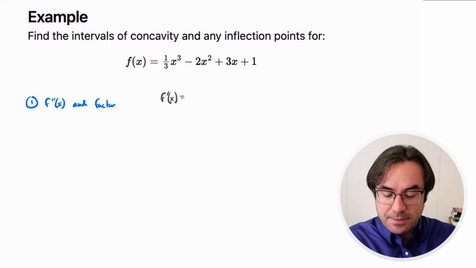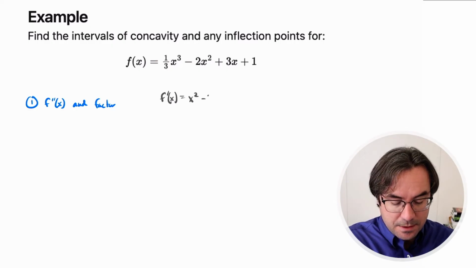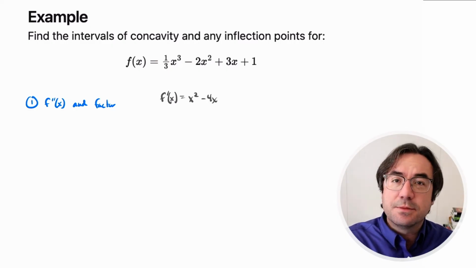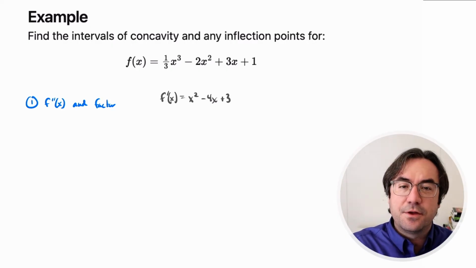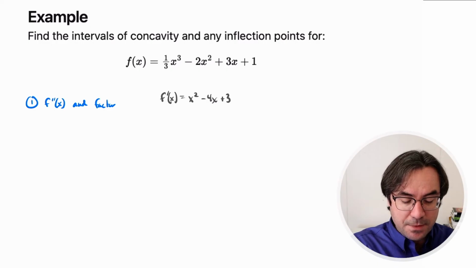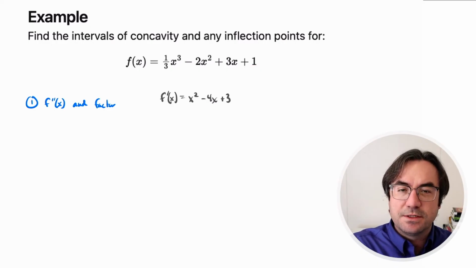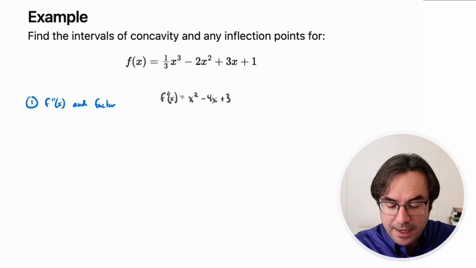Derivative of that first term is going to be x squared. Derivative of the second term is minus 4x. Derivative of the third term is plus 3. And then derivative of that plus 1 is 0. All right, so that's our first derivative. Well, we need our second derivative, so we do it again.